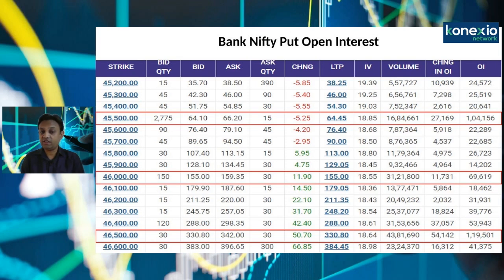46,800 could be the immediate resistance. If it breaks, then we might see a sharp short covering rally in Bank Nifty in the next week. So overall, as I said, buy on dips should be the strategy.